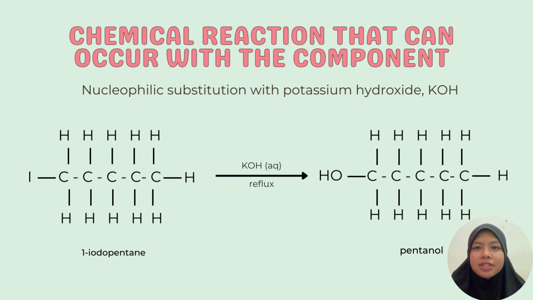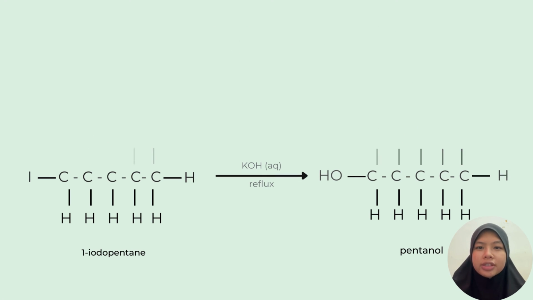This is the chemical reaction that can occur with the component. It will undergo nucleophilic substitution. The starting material for this reaction is 1-iodopentane. 1-iodopentane will react with KOH aqueous reflux. The product that will be formed is pentanol. As we can see here, the I is replaced with OH.